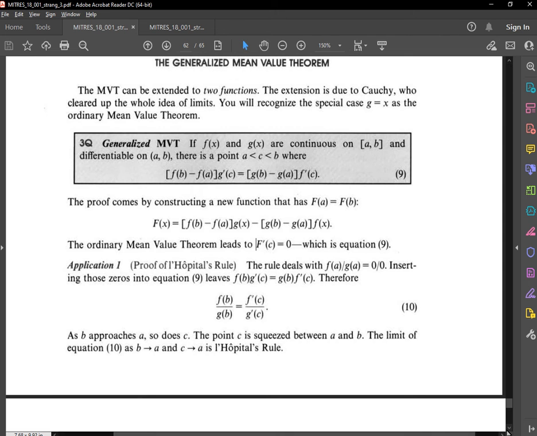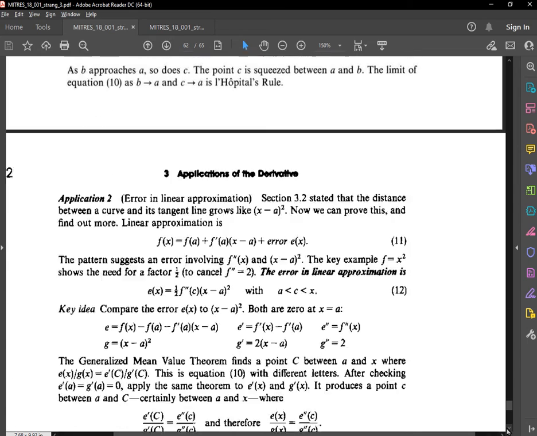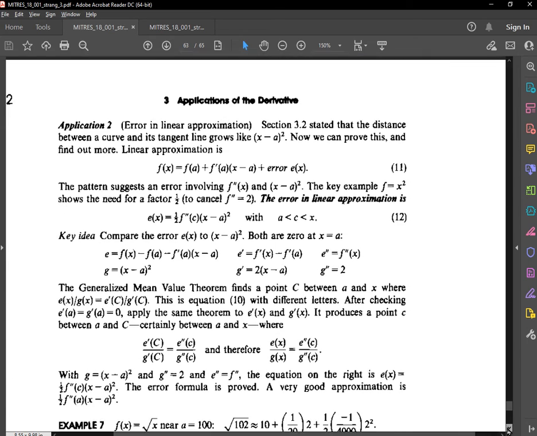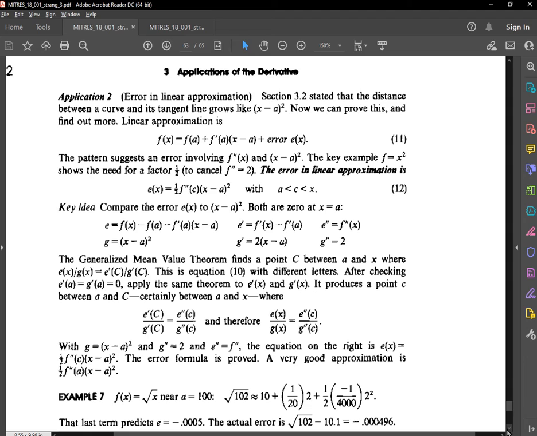Okay, there's one more topic in this chapter, which is the error in linear approximation. Now, if you remember Taylor series, this becomes very important in Taylor series. When you make a linear approximation, there is an error between your actual function on the left-hand side here and the linear approximation on the right. All right. Now, how big is this error?